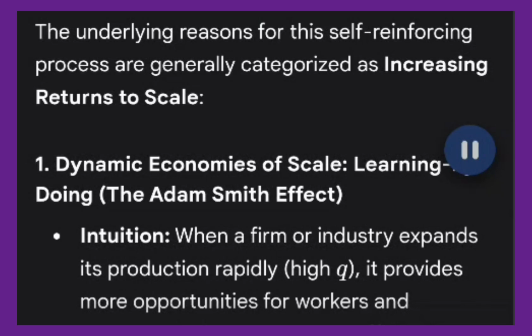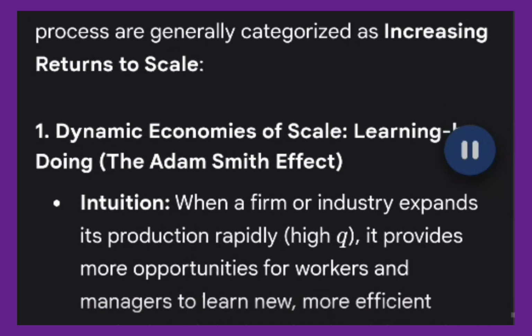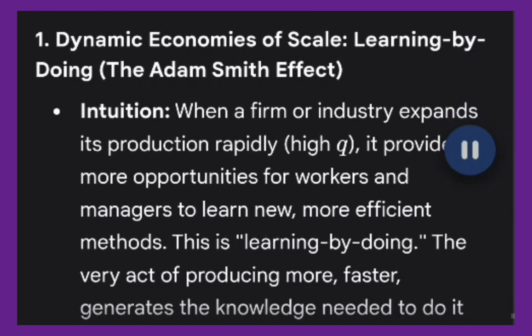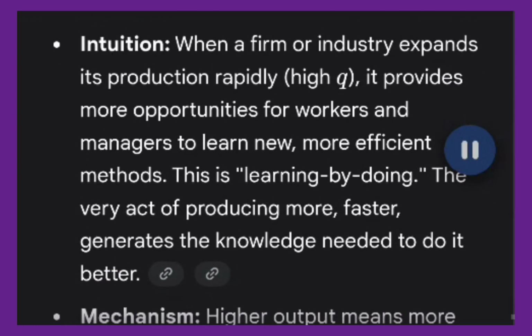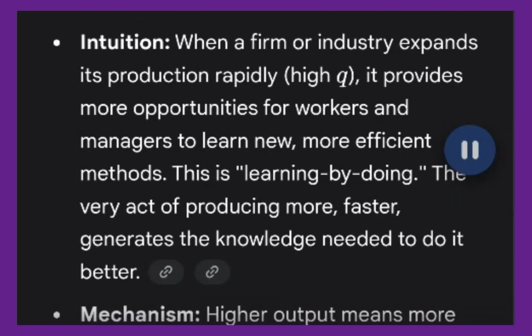1. Dynamic economies of scale, learning by doing, the Adam Smith effect. Intuition. When a firm or industry expands its production rapidly, high Q, it provides more opportunities for workers and managers to learn new, more efficient methods. This is learning by doing. The very act of producing more, faster, generates the knowledge needed to do it better.